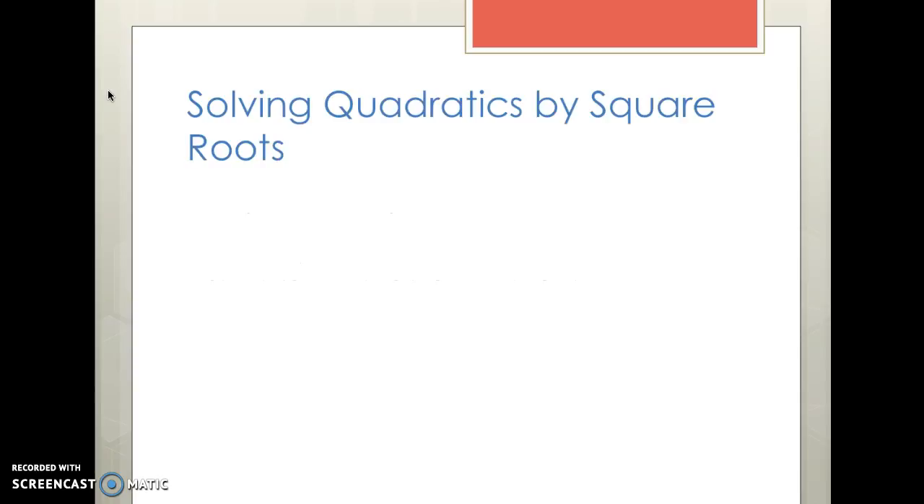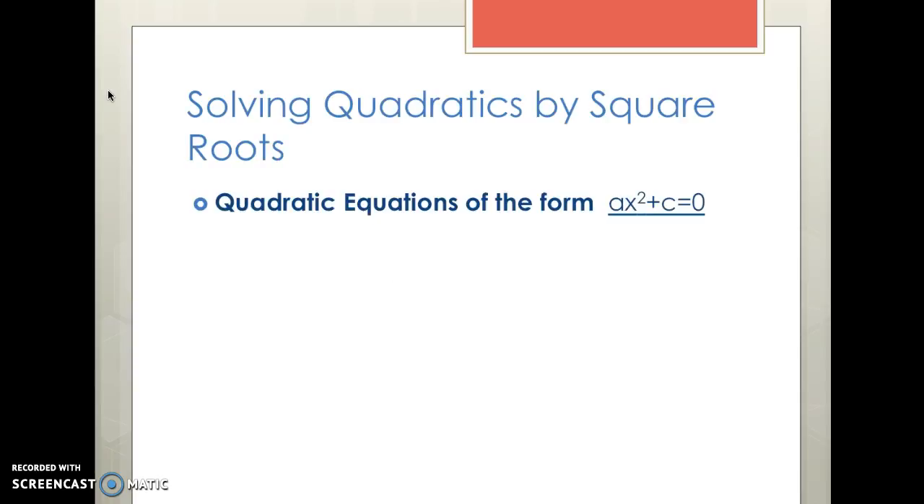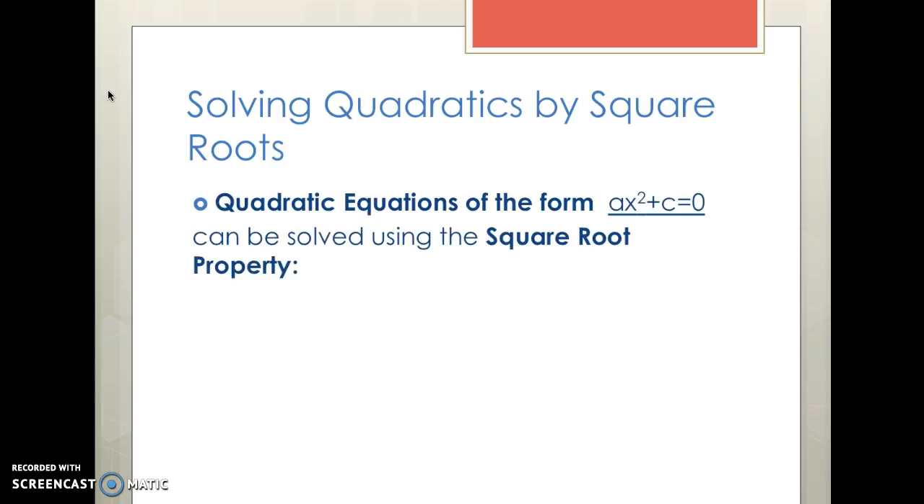Next, we're going to solve quadratics by square roots. Quadratic equations of the form ax squared plus c equals 0 can be solved using the square root property, which is: if x squared equals n, then x equals plus or minus the square root of n.